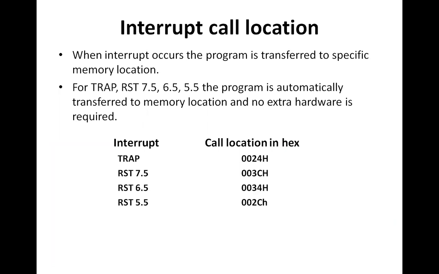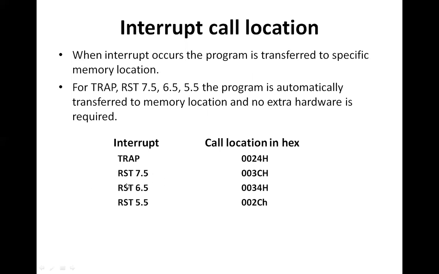Then we have interrupt call locations. When an interrupt occurs, the program is transferred to the specific location that was explained earlier. Then the monitor transfers the program from the specific memory location to another memory location from where the user can write the program for the interrupt service subroutine. For trap, RST 7.5, RST 6.5, and RST 5.5, the program is automatically transferred to the specific memory locations, that is 0024, 003C, 0034, and 002C.